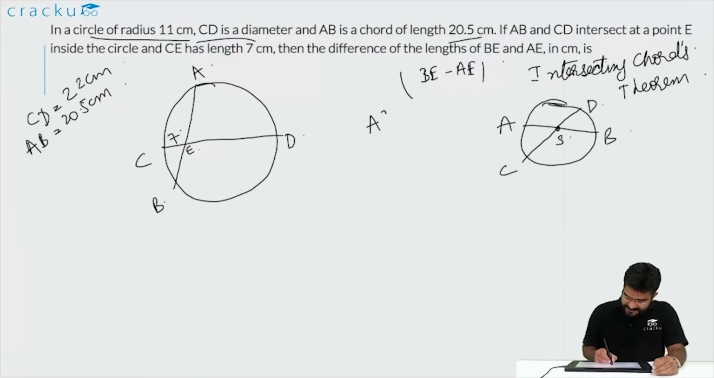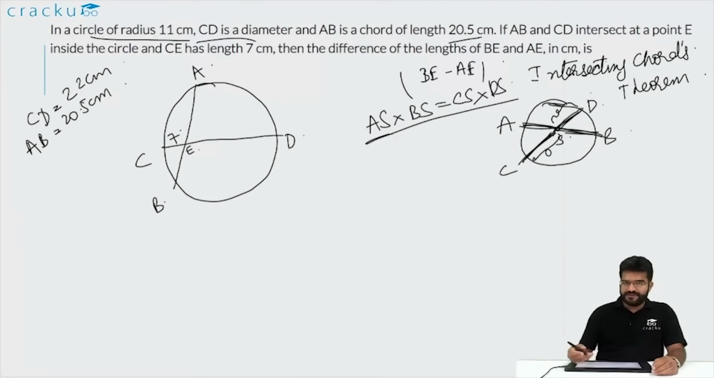Then AS into BS is equal to CS into DS. What we are saying is, when we multiply the respective lengths of each of the small parts from the point of intersection, the product will remain the same. So AS, this length, into BS, this length, will equal CS, this length, into DS, this length.